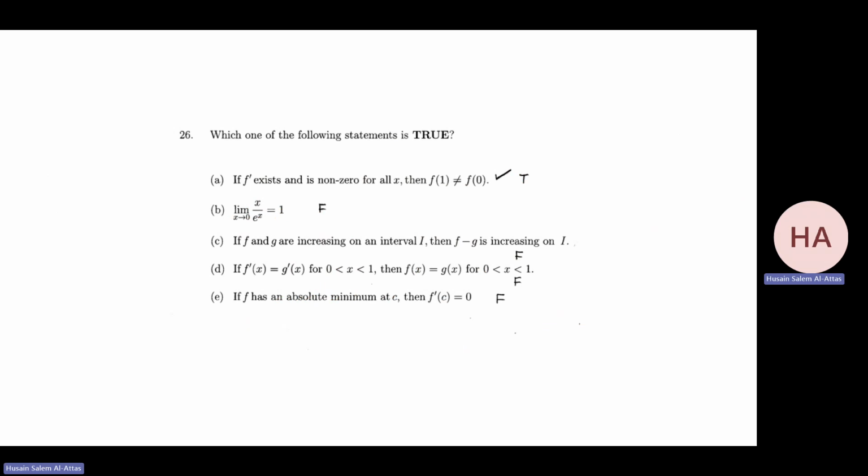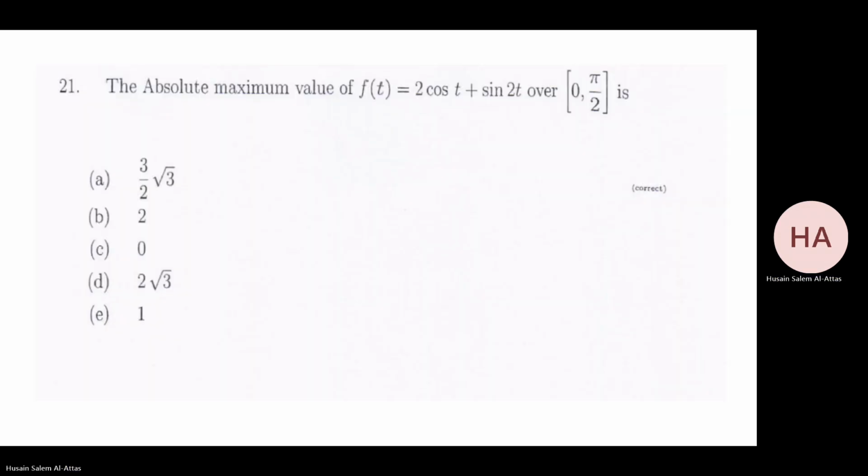Which mathematical statement is true? If f prime exists, then f1, actually I need Rolle's theorem for this. Yeah, this one is out of scope of increasing. This is 4.3. Forget it. The absolute maximum value of this over this interval, we are going to find the absolute maximum value.